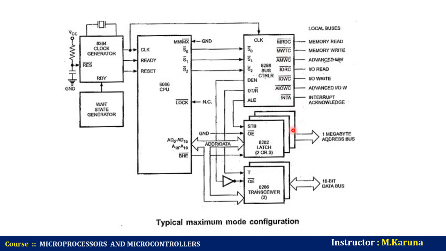What are the operations? Transferring data between input output devices and the microprocessor, or between memory and the processor. That data transfer may be in or out. That's what is mentioned here. Memory read means reading the data from memory. Memory write means writing the data into the memory. IO read means reading the data from the input device. Next, IO write means writing the data to the output device.